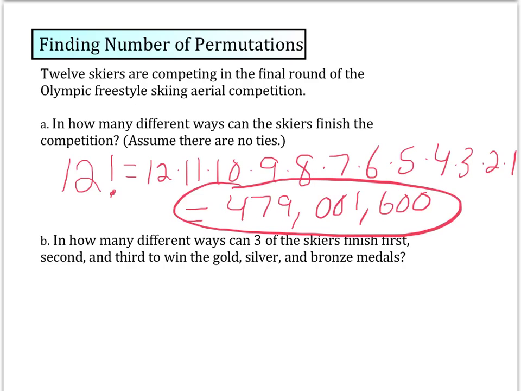In the second part of this problem, we want to figure out how many different ways 3 of the skiers must finish first, second, and third to win the gold, silver, or bronze. So for this one, first we have 12 possible skiers to finish in gold, silver, or bronze. But then after that, we've lost a skier. So we only have 11 left for the silver. And then for the bronze, we have 10 left. And multiply these together, we get 1,320.